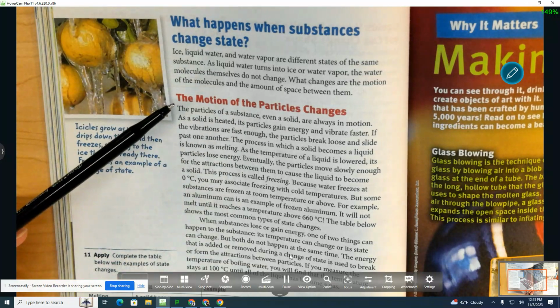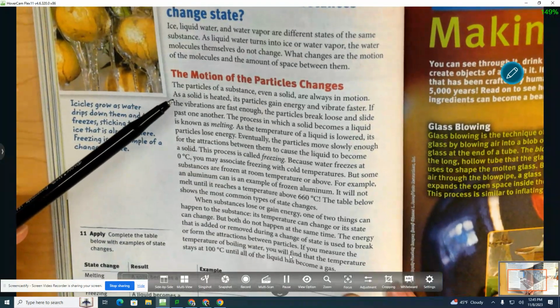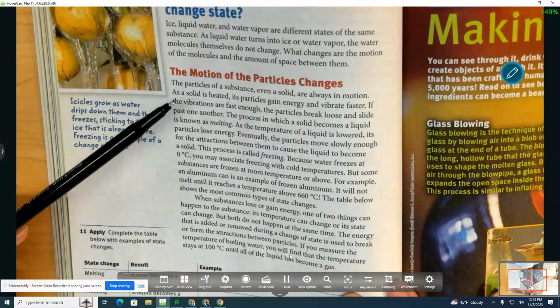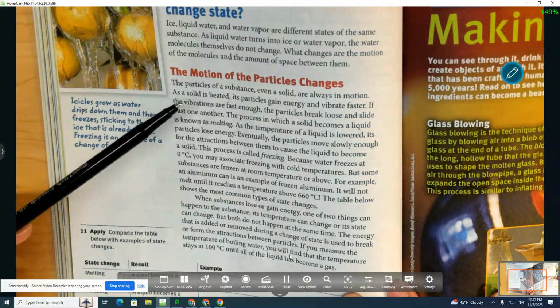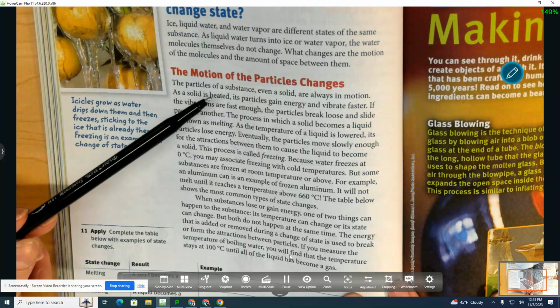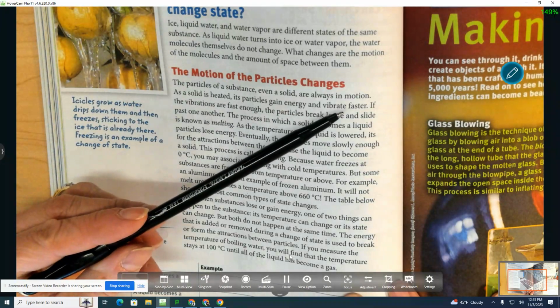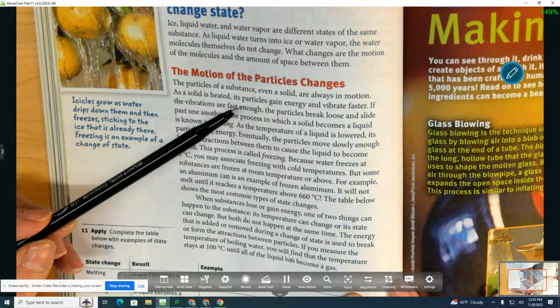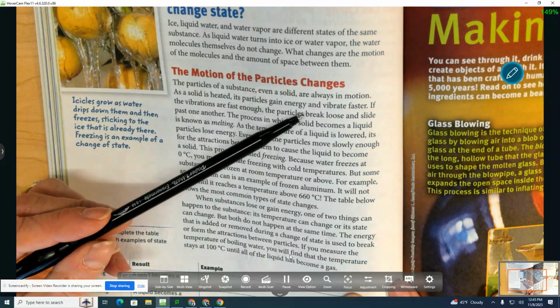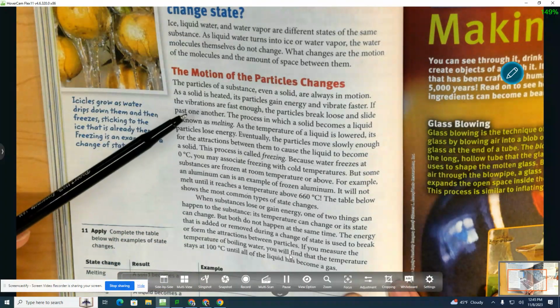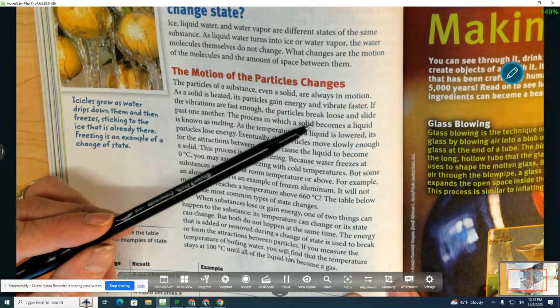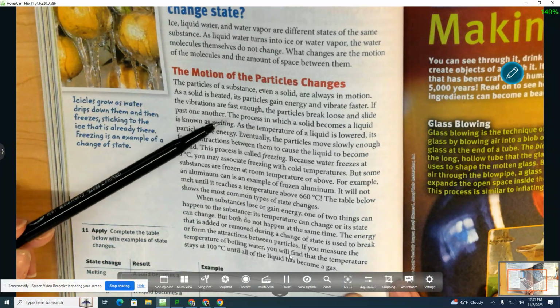The motion of the particles changes. Particles of a substance, even a solid, are always in motion. As a solid is heated, its particles gain energy and vibrate faster. If the vibrations are fast enough, the particles break loose and slide past one another. This process in which a solid becomes a liquid is known as melting.